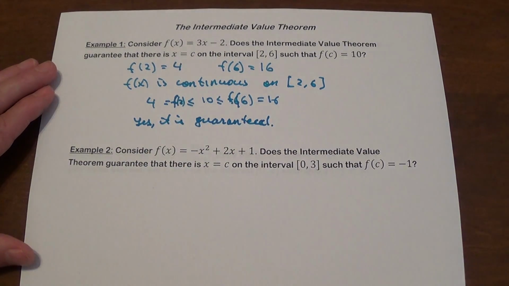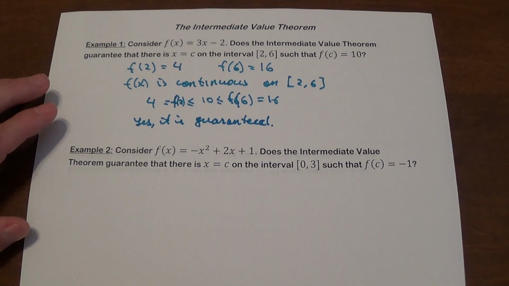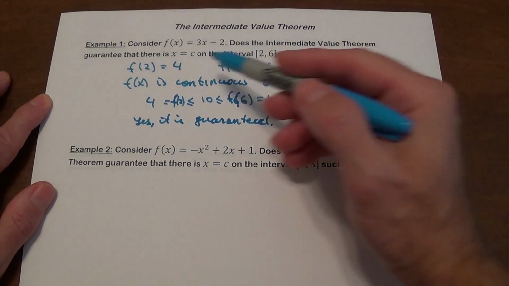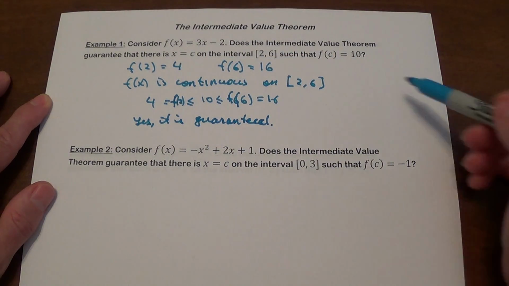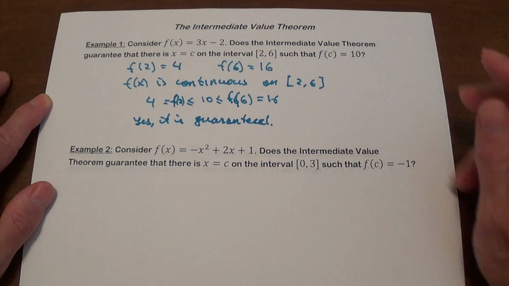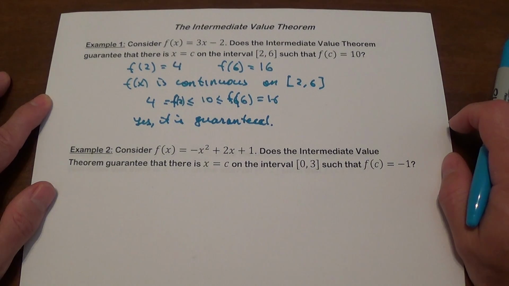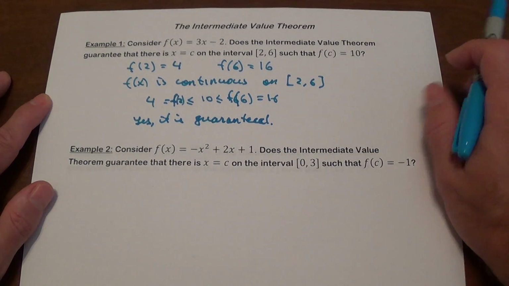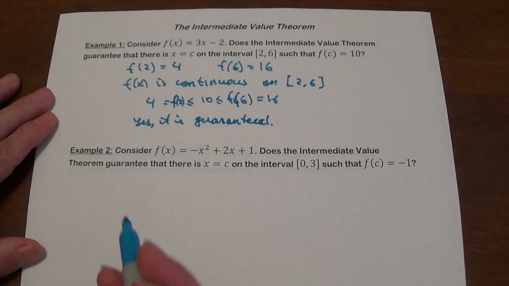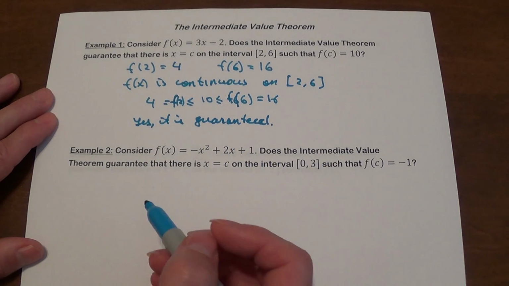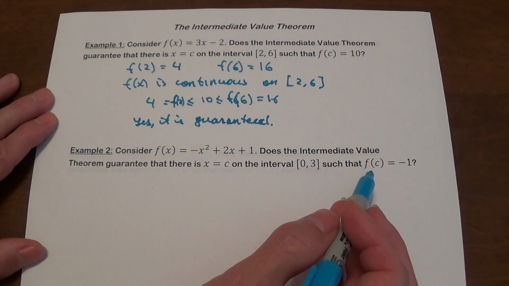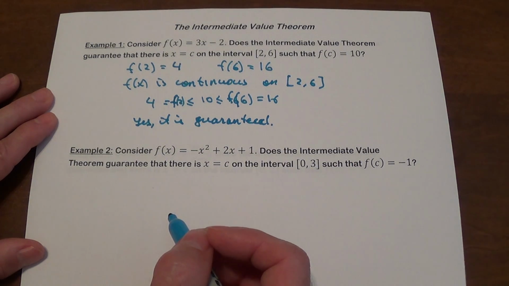Because we have a continuous function, we have two values. The value that we're interested in for f of c lies between these two values. That means that there will be a value on the interval from 2 to 6 where the value of f is going to equal 10. Let's consider this next problem. This function here, does the intermediate value theorem guarantee that there is a point on the interval from 0 to 3 where f of c is going to equal -1?